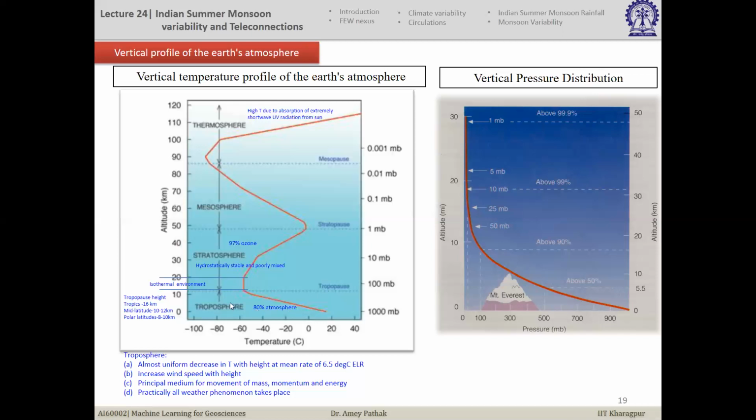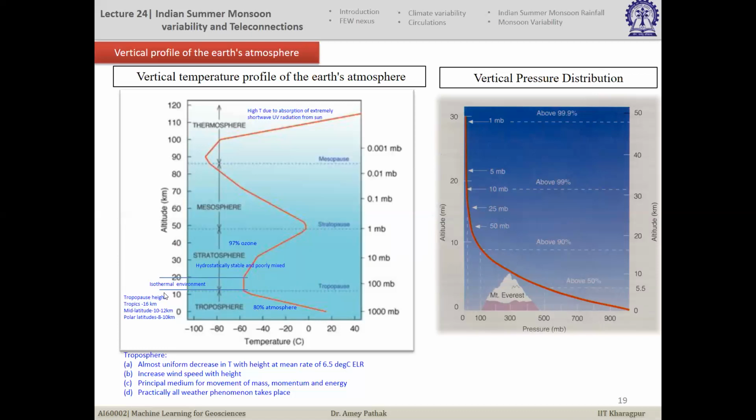Next to that, we have another layer known as the stratosphere. The lower part of the stratosphere is an isothermal environment, so the temperature does not vary much with height. Ideally, the temperature usually remains constant. So this is the lower part of it.